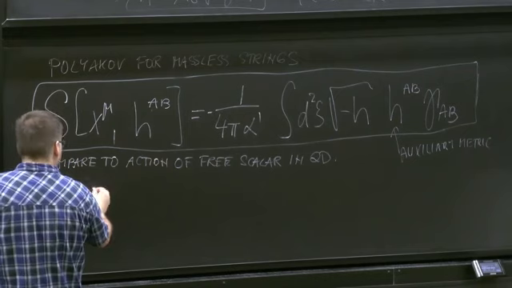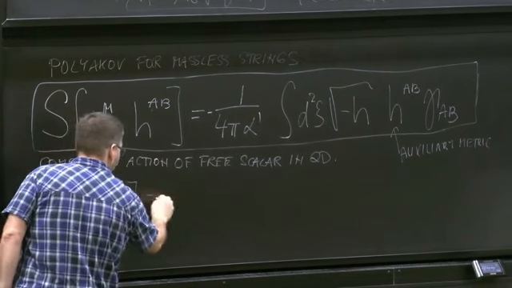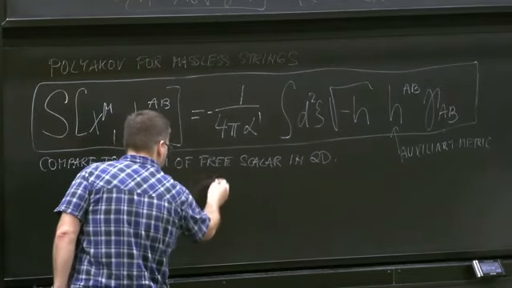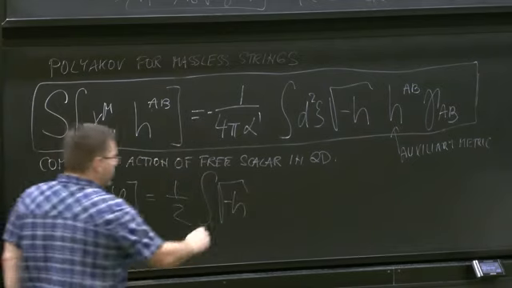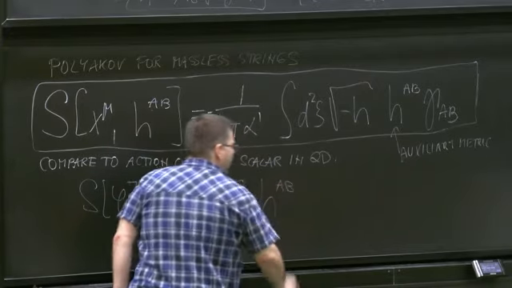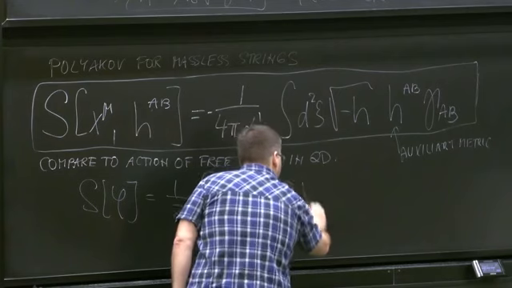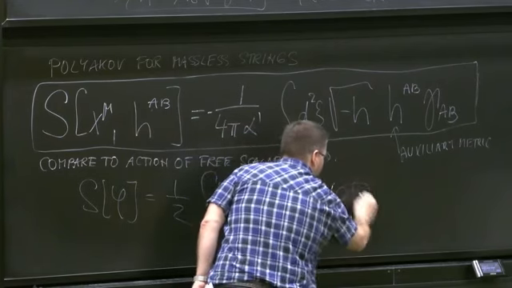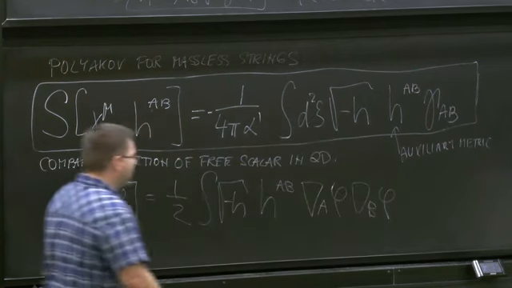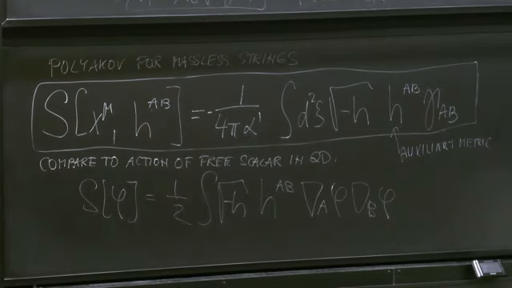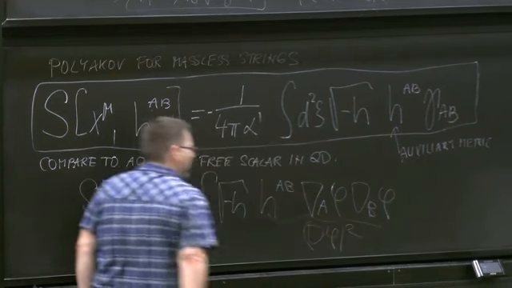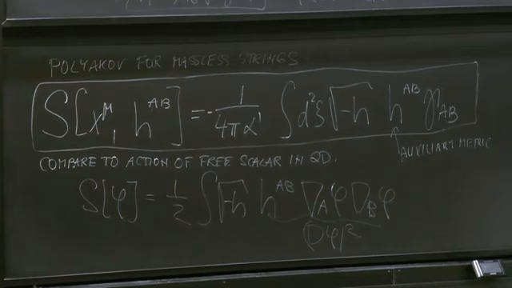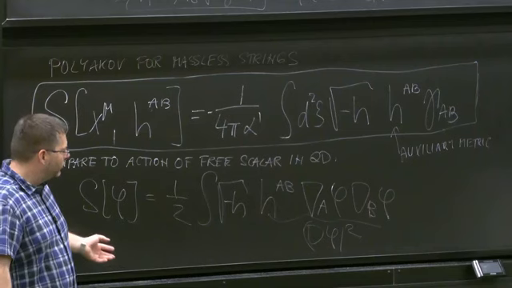So I would have S of the scalar field would be, well, let's say 1/2, doesn't matter, and then there will be a determinant of the metric in 2 dimensions. There would be HAB, and there will be gradient A of phi, gradient B of phi. This is just nabla phi square. But now I'm in 2 dimensions. This is what you would know. How would you write the action for a massless scalar field in 2 dimensions?